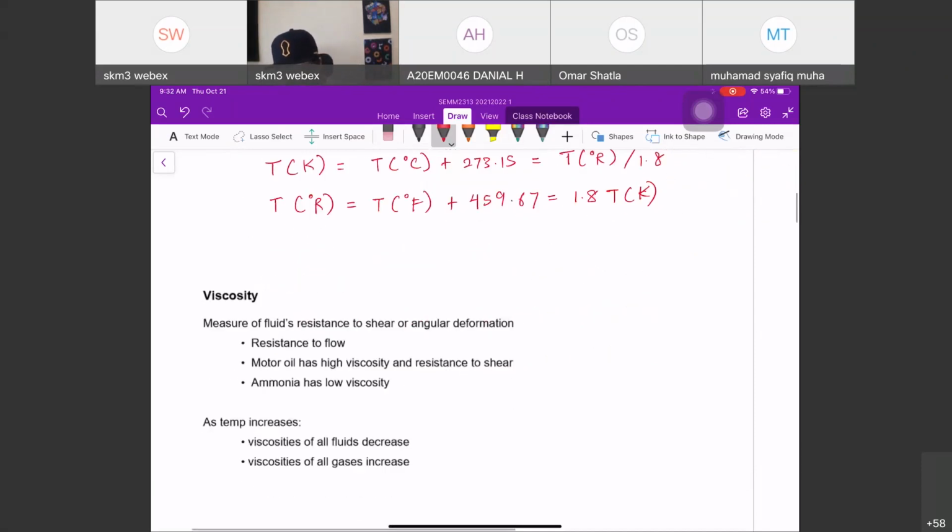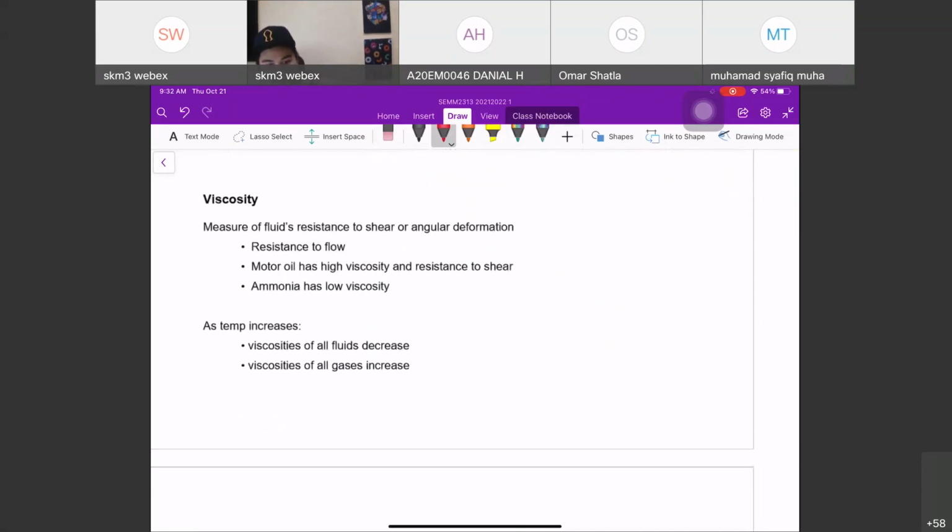Okay. So now we proceed to viscosity. What is viscosity? You can see the answer here. It measures the fluid resistance to shear or angular deformation. That means in the previous class we learned about fluid. What is fluid? Fluid is a substance that continuously deforms. Even when we give the stress, the fluid will continuously deform, but there is another force that restrains it from any kind of deformation. So that is what we call viscosity.